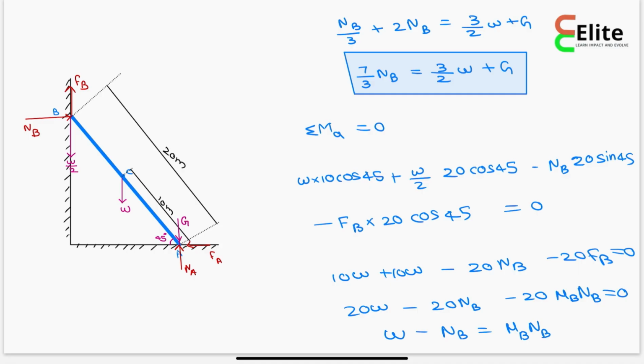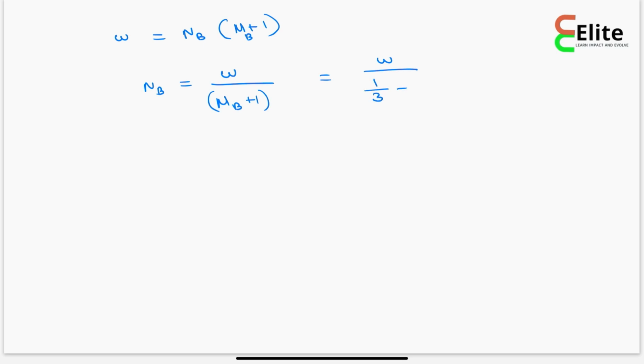So we can get W is equal to NB into mu B plus 1. And from there, NB is equal to W divided by mu B plus 1. So mu B is 1 by 3, so NB is equal to W divided by 1 by 3 plus 1, which is 3 by 4 W. So we get NB is equal to 3 by 4 W.